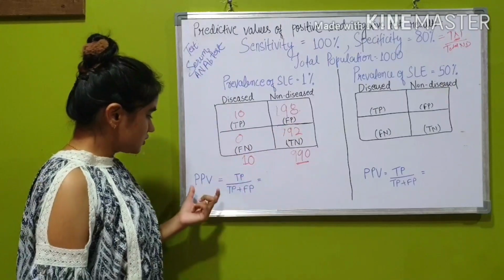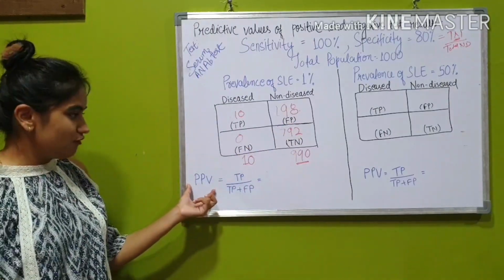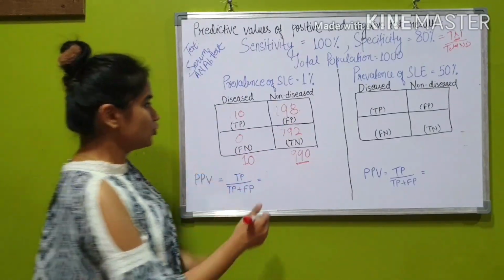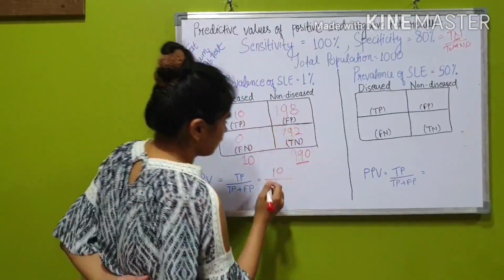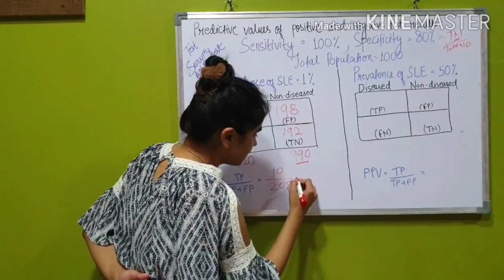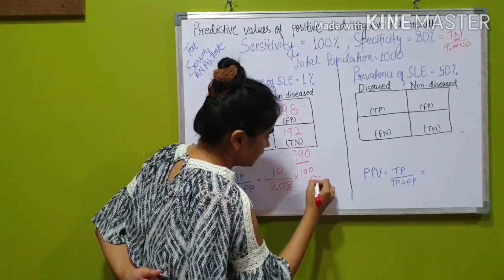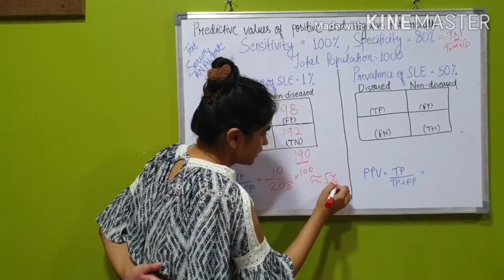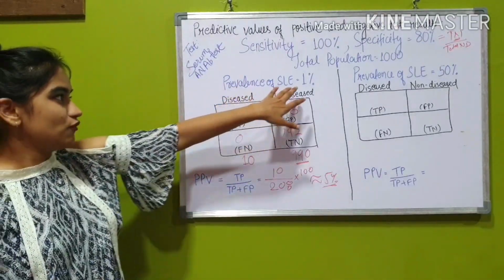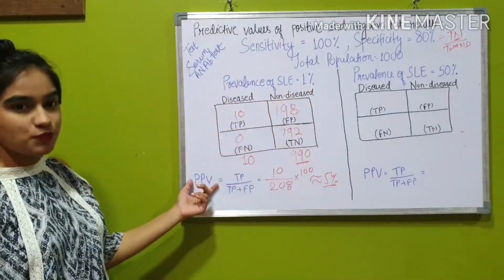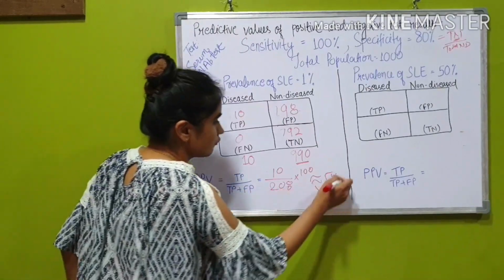Now, this will help us to calculate positive predictive value, the formula of which is true positive upon true positive plus false positive. That's 10 upon 208, now into 100. This comes out to be about 5%. So, in the population where the prevalence of SLE is 1%, the positive predictive value turns out to be 5%.